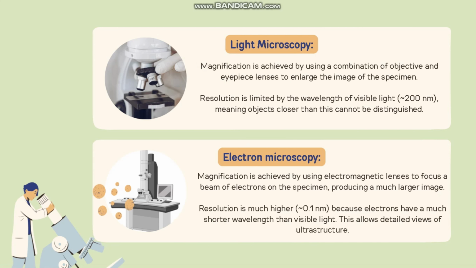Magnification and resolution in light microscopy. Magnification is achieved by using a combination of objective and eyepiece lenses to enlarge the image of the specimen. Resolution is limited by the wavelength of visible light, which is around 200 nanometers, meaning objects closer than this cannot be distinguished. Electron microscopy. Magnification is achieved by using electromagnetic lenses to focus a beam of electrons on the specimen, producing a much larger image. Resolution is much higher, about 0.1 nanometer, because electrons have a much shorter wavelength than visible light. This allows detailed views of ultrastructure.